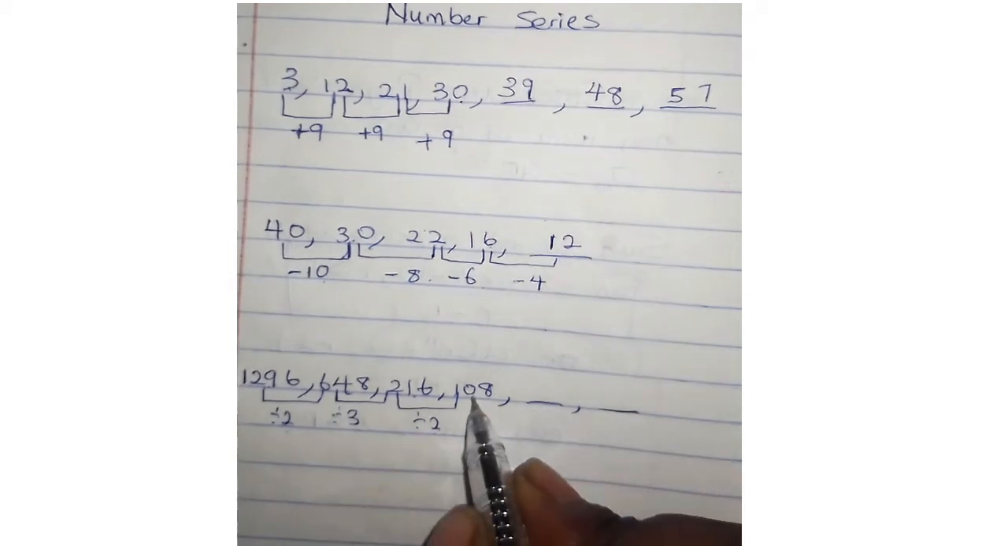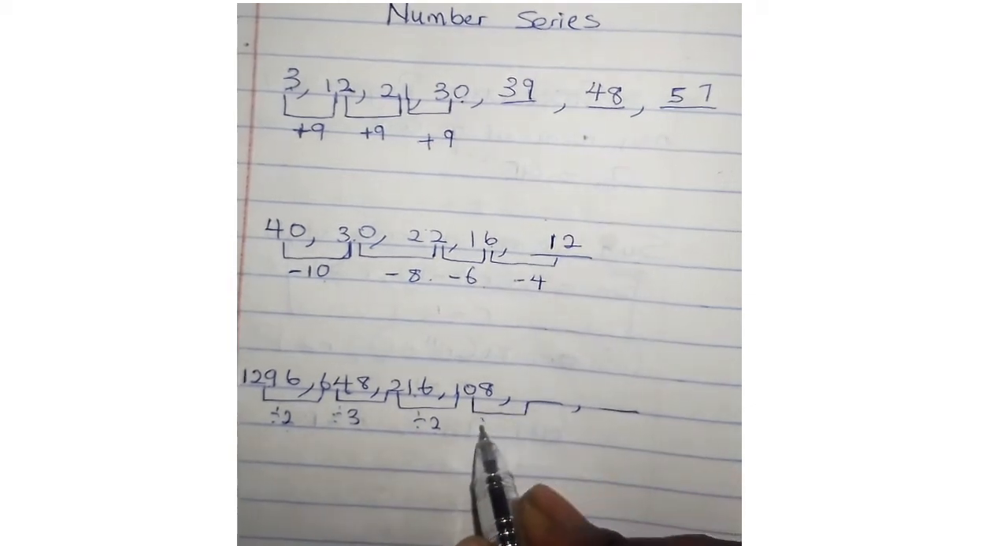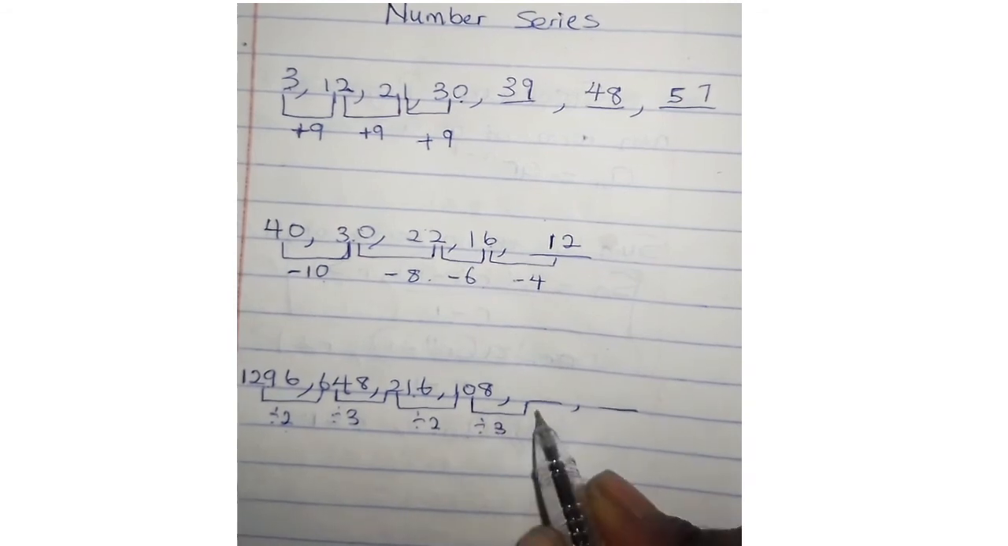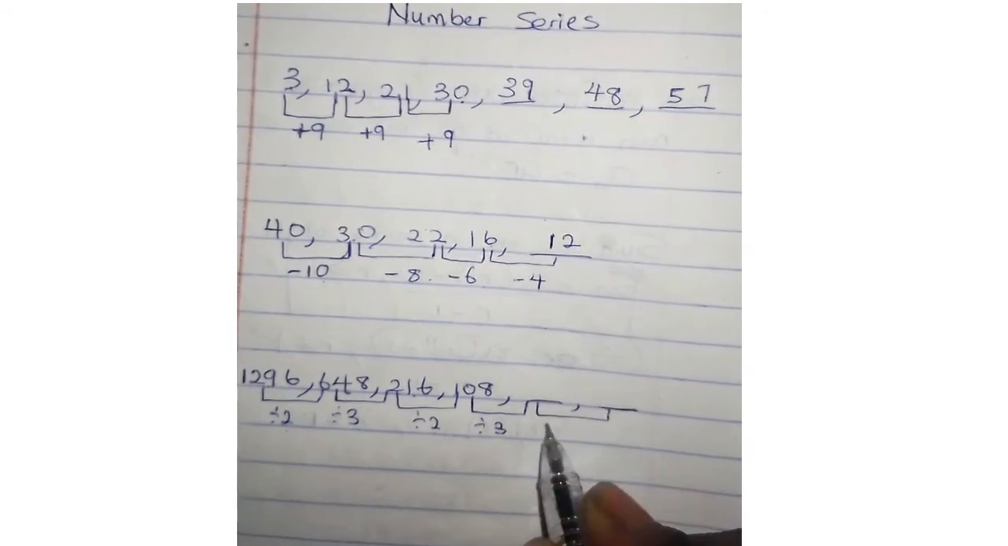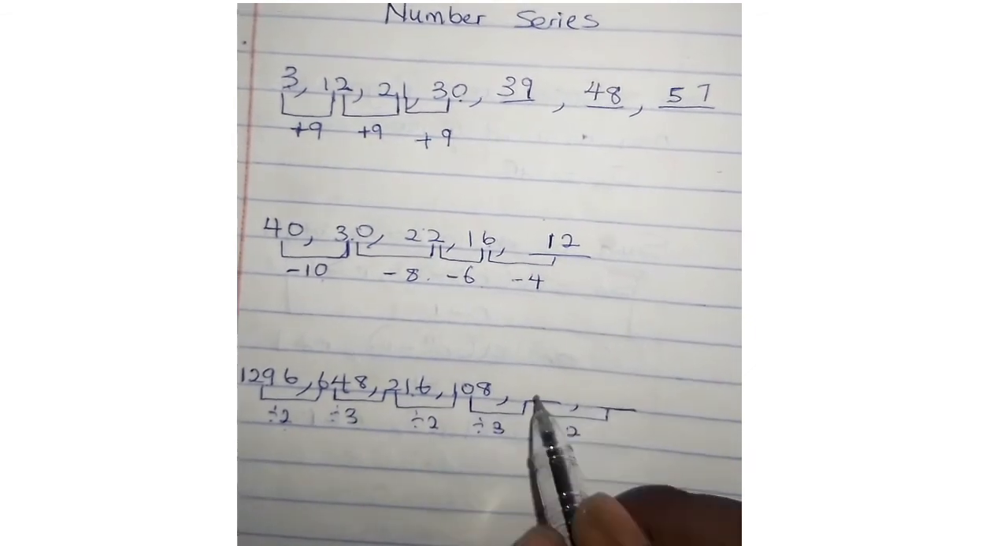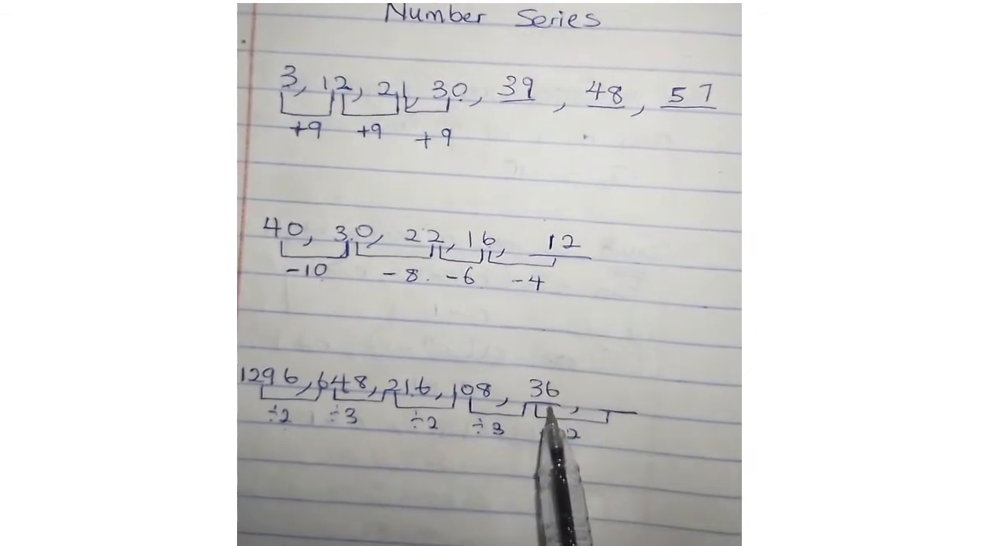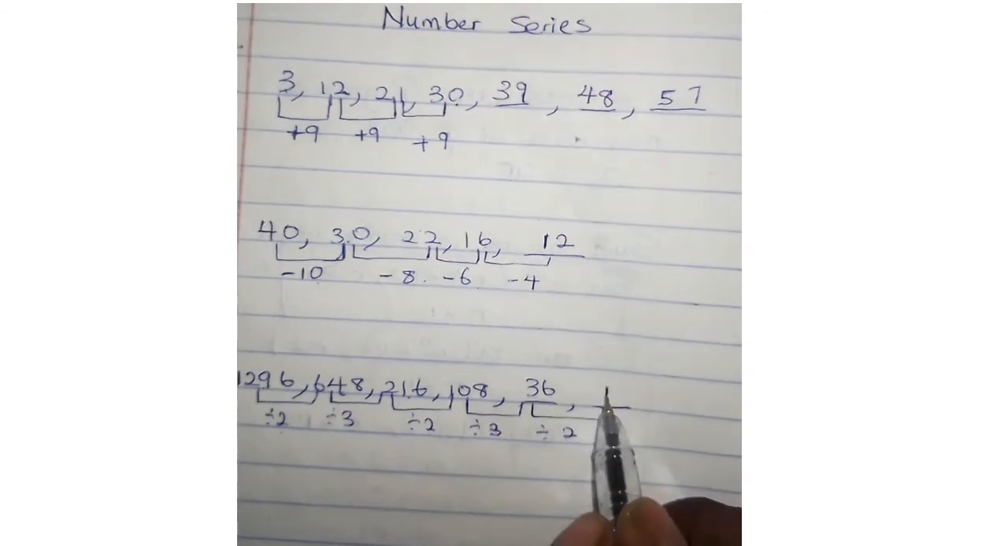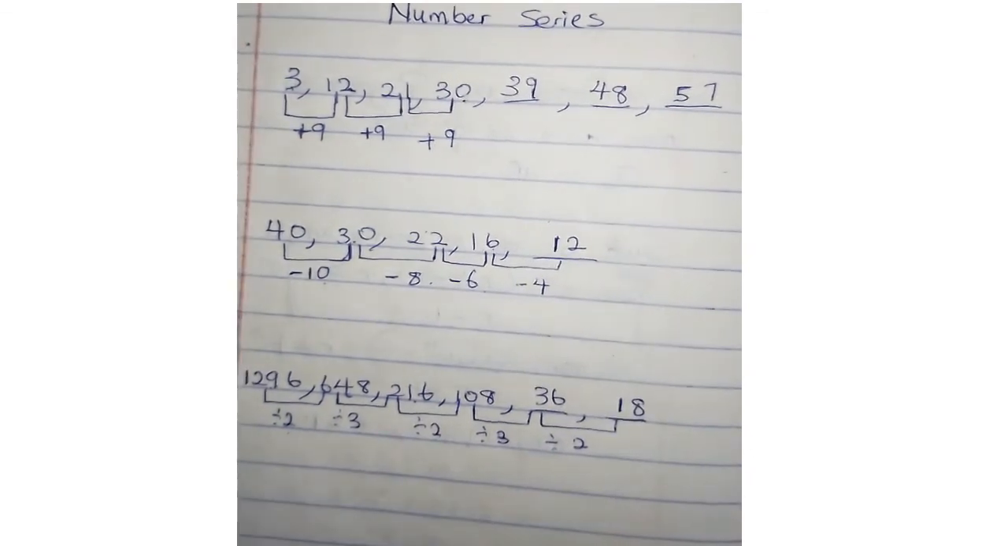That means for us to get the next number, we're going to divide 108 by 3, and then from that number to the next, we're going to divide by 2. So dividing 108 by 3, we're going to have 36, and dividing 36 by 2, we're going to have 18. It's as easy and simple as this.